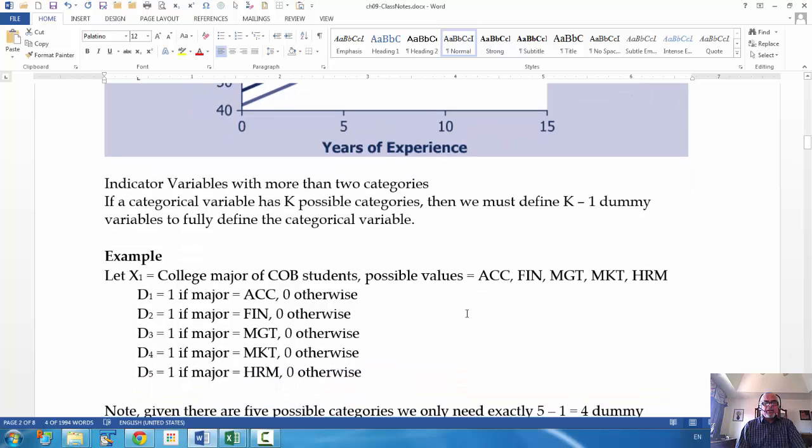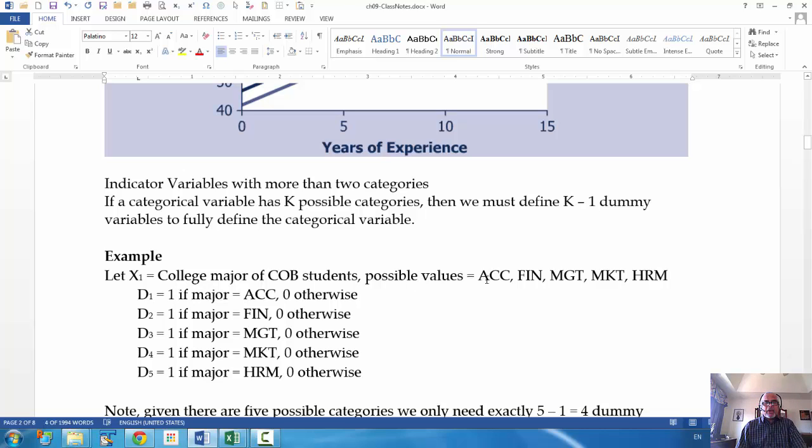So let's look at an example now. Suppose we have a sample of College of Business graduates, and let's assume that there are 5 possible majors: accounting, finance, management, marketing, and human resource management. Technically, we can define one dummy variable for each category. So d sub 1 is equal to 1, d sub 1 being the first dummy variable.